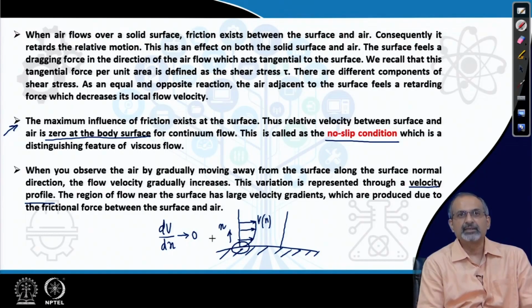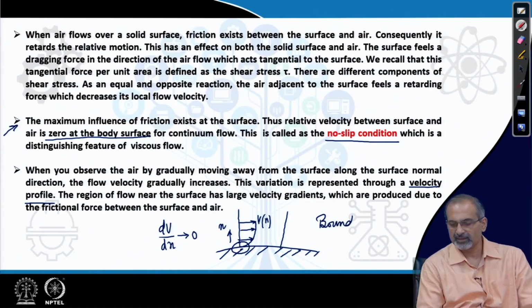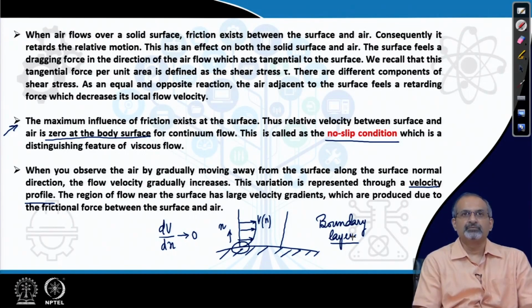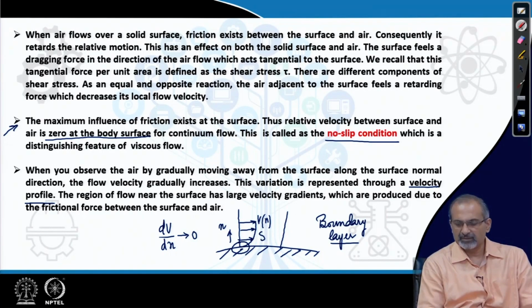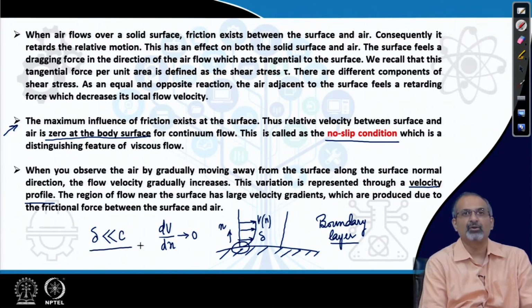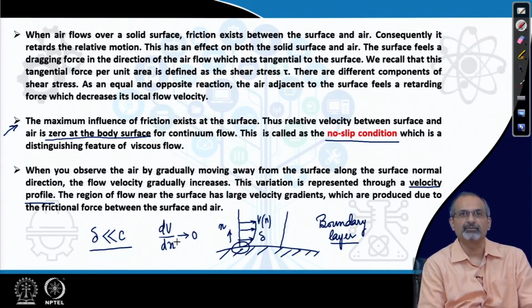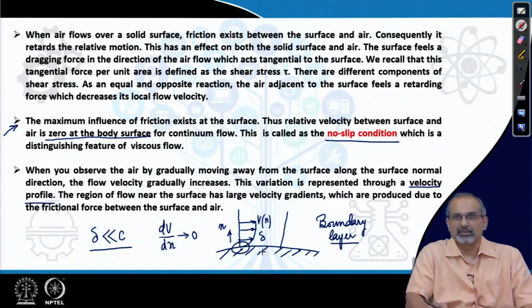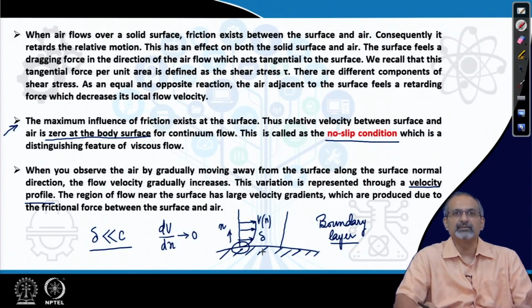If it is a very thin region over which this change is taking place, we often call this a boundary layer. This thin region would then be represented by delta, and we say that this delta is much smaller than the characteristic dimension of the body geometry. So, this c, for example, could be the chord of an airfoil, and delta could be the boundary layer thickness formed on the surface of the airfoil by virtue of the velocity distribution.